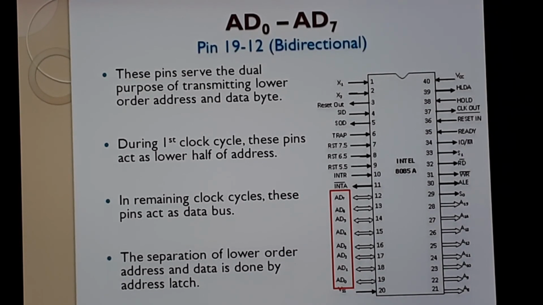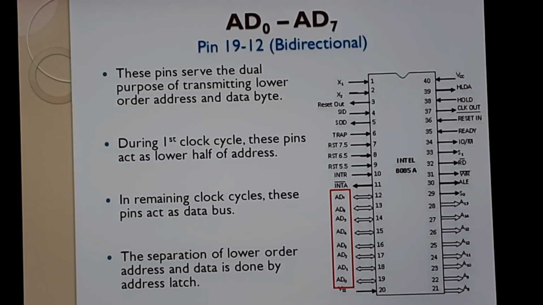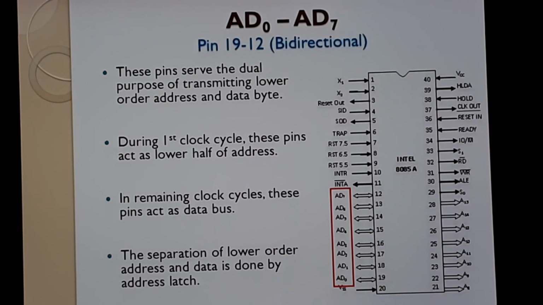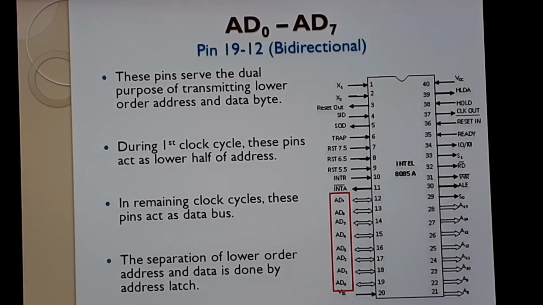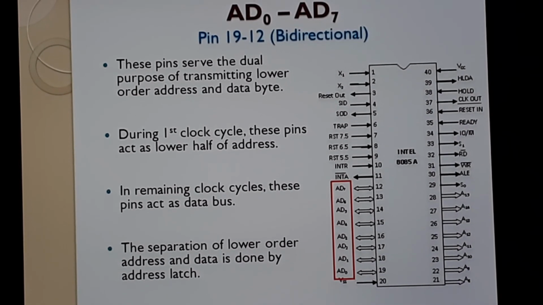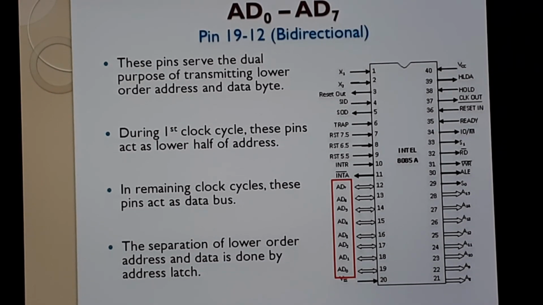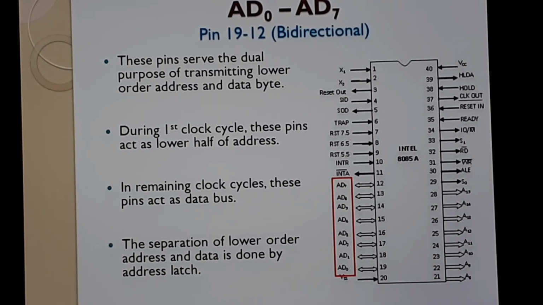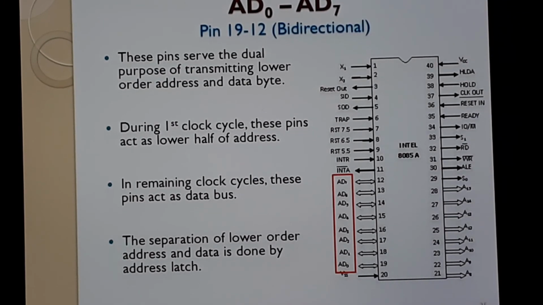Address means it will only show the path. Data means it will carry the data from that particular address which has been shown by the address bus. So these pins serve a dual purpose for transmitting the lower address and the data byte. During the first cycle it works as address bus, and during the next clock cycle it works as data bus. Now in the diagram I have marked in red color, see there, AD0 to AD7, these are the pins of 8 bits. So it contains 8 pins in this diagram.